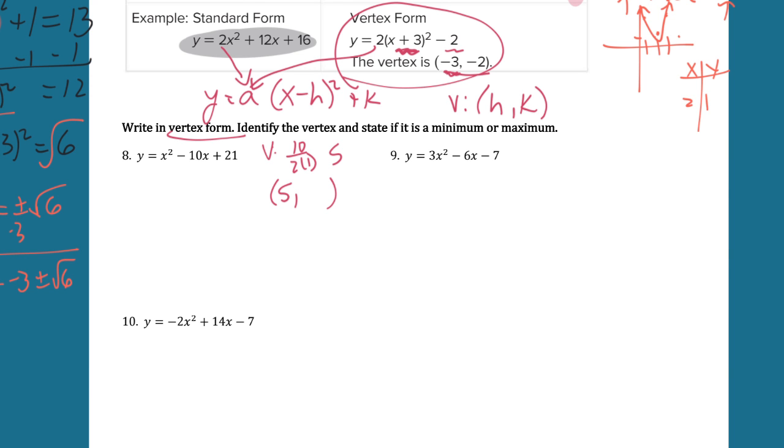If you plug that into your function, you get 25 minus 50. That's negative 25 plus 21. It's going to give you negative 4. So that's your vertex. And over here, look at your a term is 1.